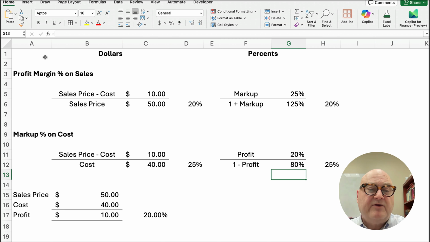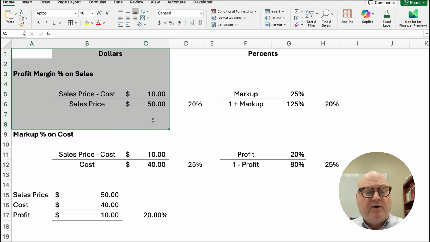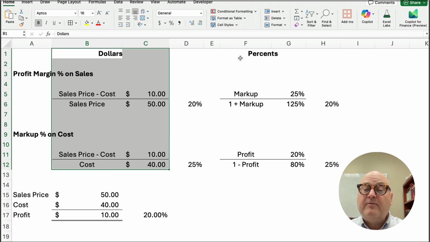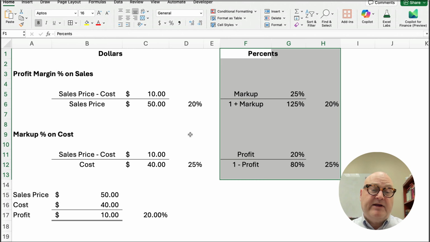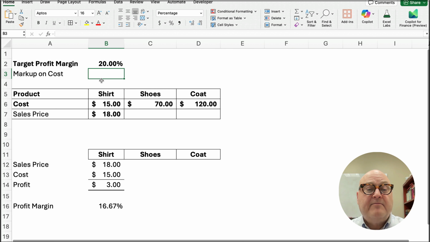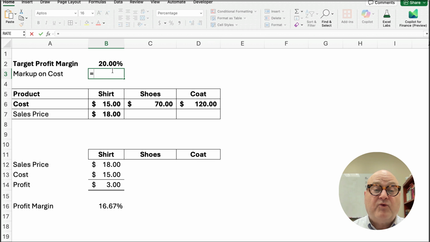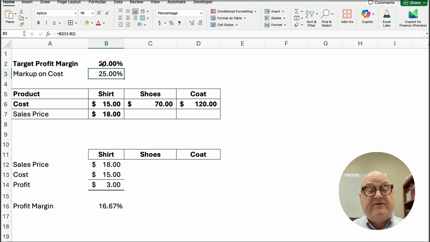So there's a couple different ways you can do this. You can do it based on dollars, where I created a little problem where 20% is my profit margin, or you can do it based on percentages. You get the same thing. So here's what we need to do. We need to convert this problem from a profit margin problem to a markup on cost problem. So we're going to take the 20% divided by 1 minus the 20%, and that's going to be 25%. So now we need to solve the problem with a 25% markup on cost.